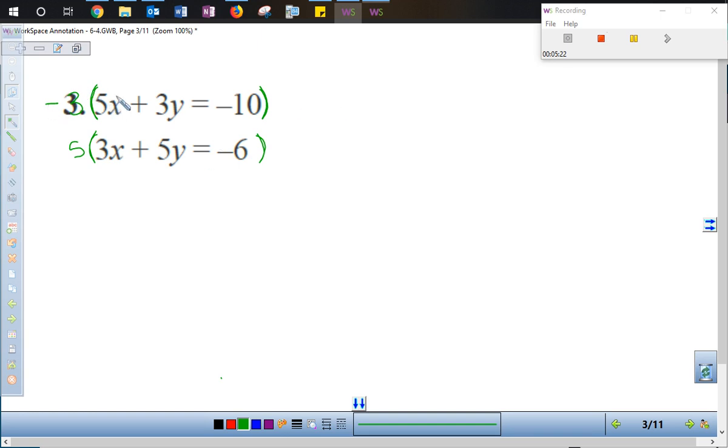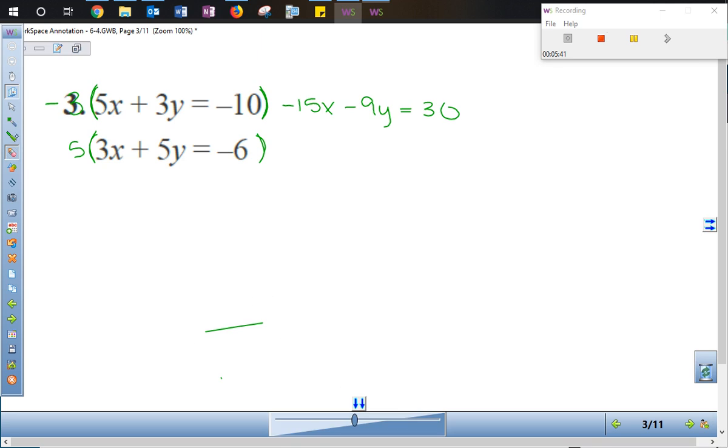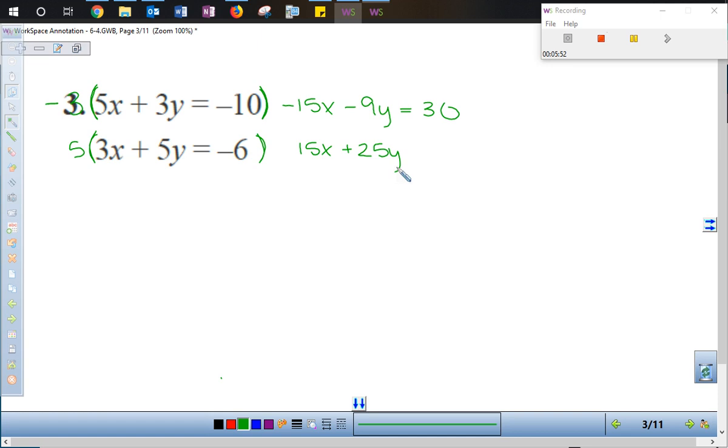So negative 3 times 5x is negative 15x. Negative 3 times 3y is negative 9y. Negative 3 times negative 10 is a positive 30. Now in my bottom equation, 5 times 3x is 15x. 5 times 5y is 25y. And 5 times negative 6 gives me negative 30.